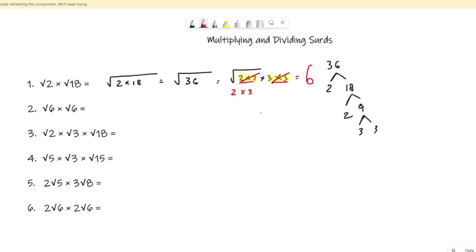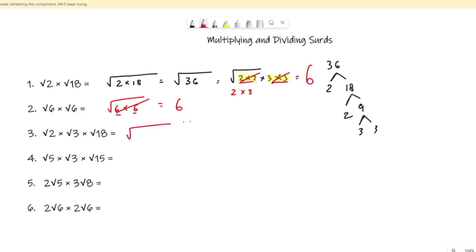Are you getting my point, everyone? Okay, let's see the next one. Root 6 times root 6. It's actually 6 times 6, and it's already a group. So a 6 will come outside, and the root is gone.